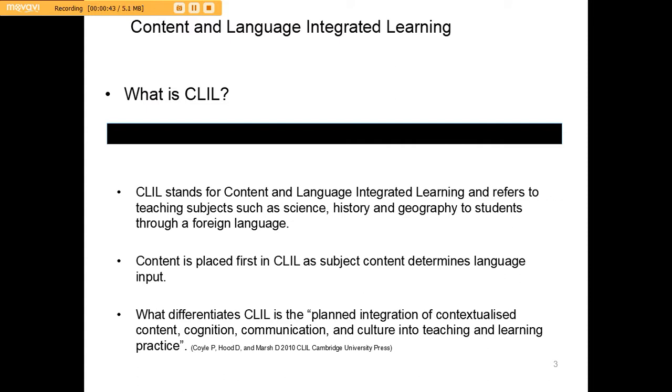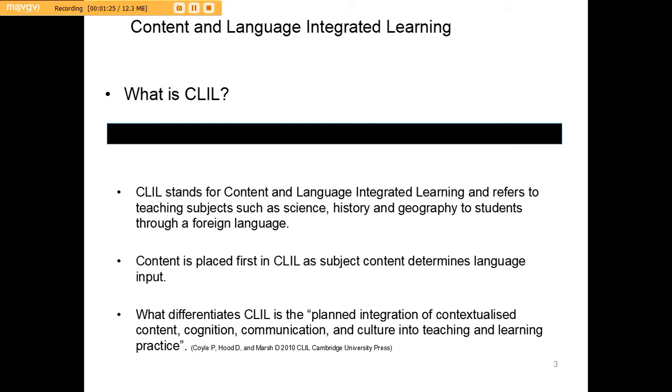Okay, so what is CLIL? Well, it stands for Content and Language Integrated Learning and refers to teaching subjects such as science, history, and geography to students using a foreign language. So content is placed first in CLIL as subject content determines language input. And what differentiates CLIL is the planned integration of contextualized content, cognition, communication and culture into teaching and learning practices. This was from Coyle and Hood and Marsh in a book 2010 published by Cambridge University Press called CLIL.